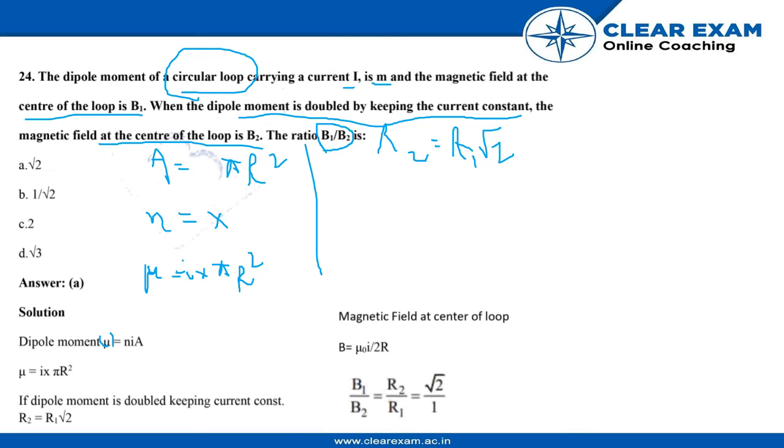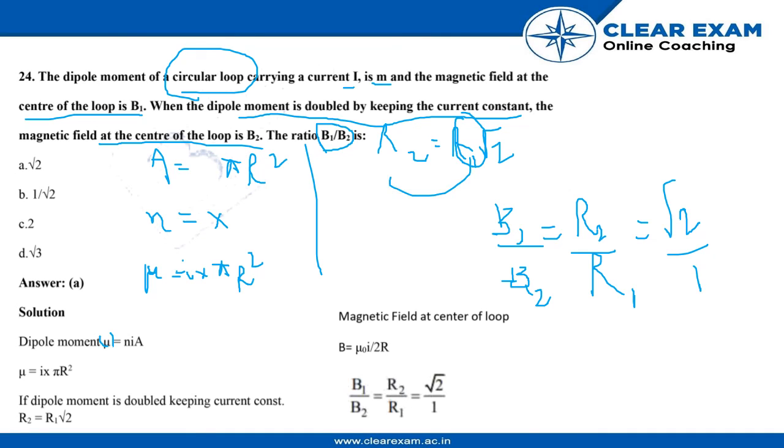and therefore the magnetic field at the center of the loop would be B equal to mu naught I upon 2r. So after taking the ratios B1 by B2, we are going to compute r2 by r1. It simply comes out to be root 2 by 1. This can be easily solved by this equation by taking the r1 in the denominator, and our answer is, as you can see, option A.